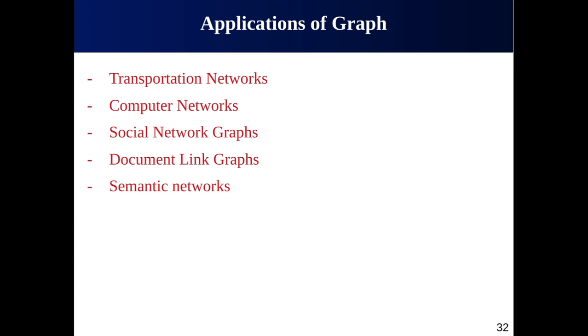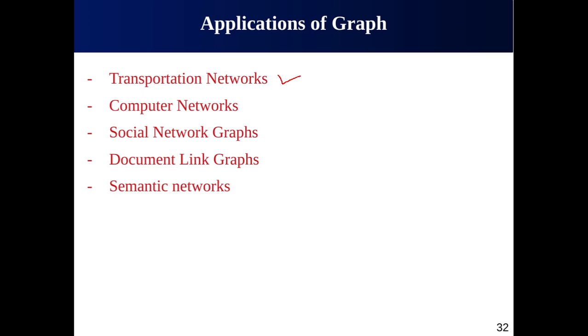You can use the graph for transportation networks. In this application, the vertices are the intersections on the roads, and the edges are the road segments between them. Or you can say the vertices are the bus stops, and the edges are the links between them. This concept is used by many map programs, like Google Maps and Bing Maps, to find the best routes from source to destination. So transportation network is the best example.